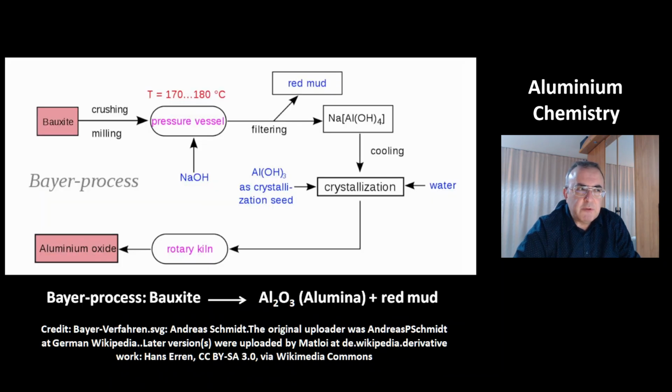This is the first step of a two-step process to produce aluminium metal, called the Bayer process. And it's the extraction of alumina, aluminium oxide, from the mineral bauxite. First step is crushing, then it's heated with sodium hydroxide and filtered. After cooling you get aluminium hydroxide, and after heating of aluminium hydroxide you get alumina, which is aluminium oxide. Byproduct is red mud.